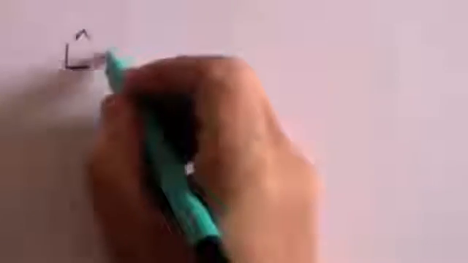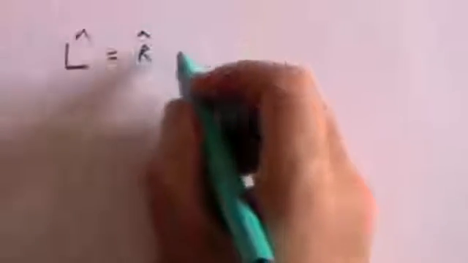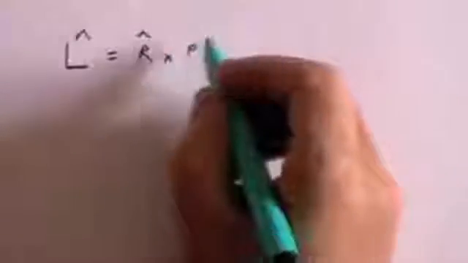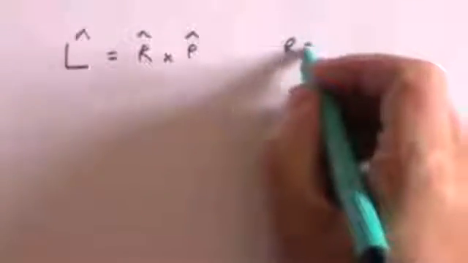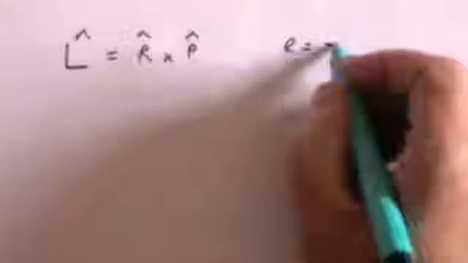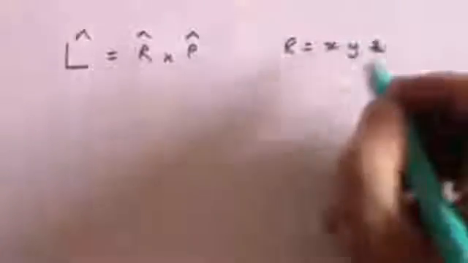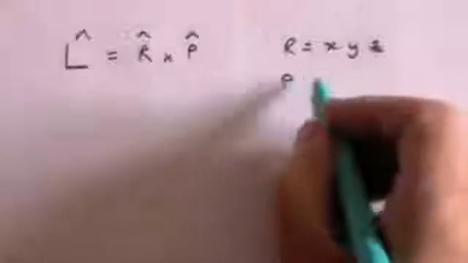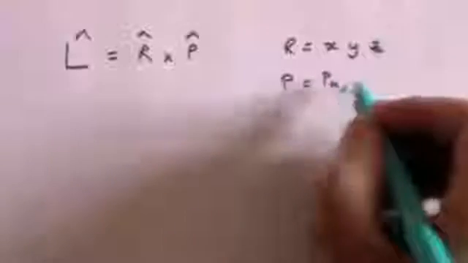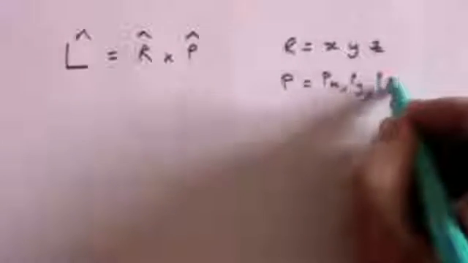Now, from a classical mechanics point of view, the angular momentum vector L, which is what we're going to look at first, is equal to the radius vector cross product with the momentum vector. And the radius vector, of course, can be given its coordinates x, y and z, and the p vector will have coordinates px, py and pz.